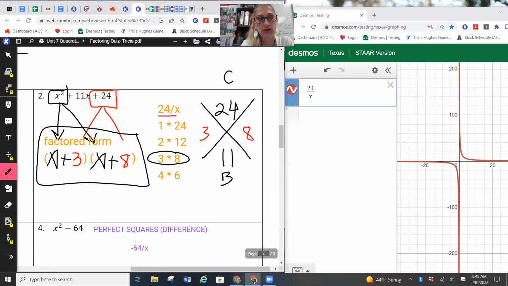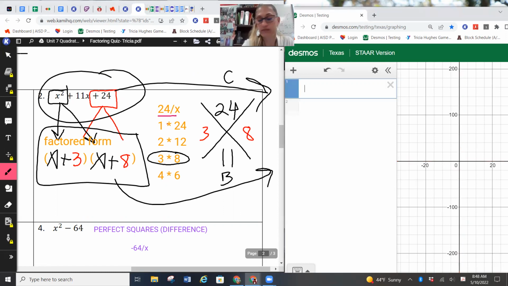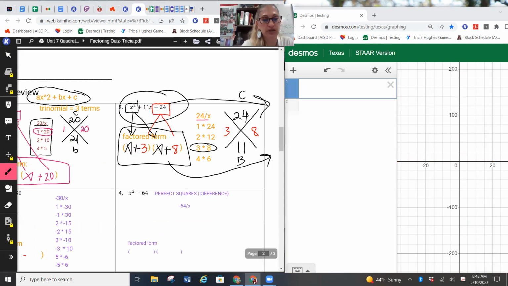Remember to check your answer. You put this into Desmos, you put this into Desmos, and they must match on the graph. All right, let's take a look at number 3.